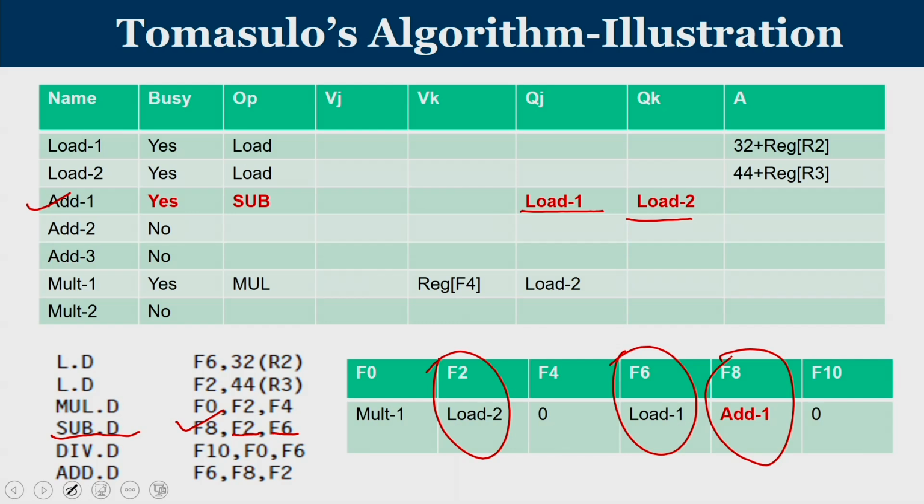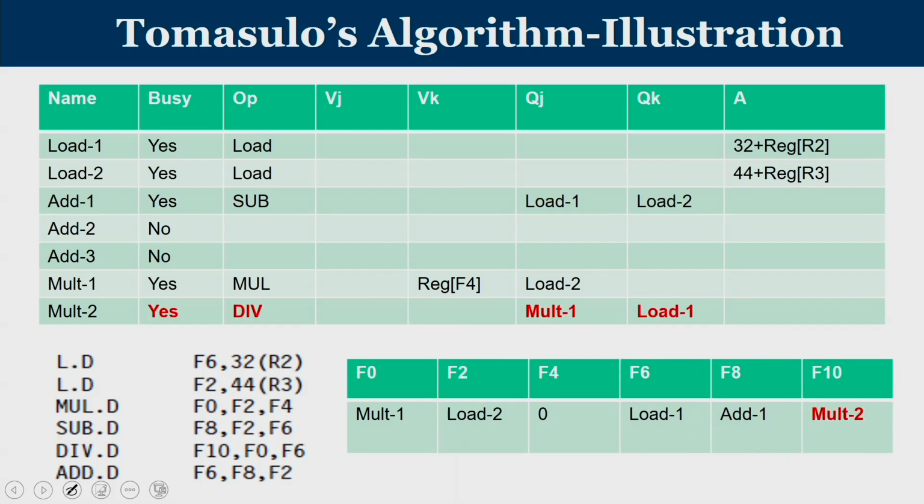So, adder number 1 will produce a result to F8. Now, we move to the division operation, which is being carried out in the mult2 functional unit. Look at the operands. The operands are F0 and F6. For F6, you know that the load unit is going to produce the result, whereas for F0, it is a multiplier that is going to produce the result.